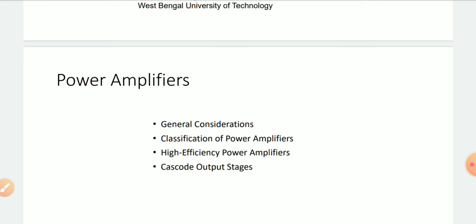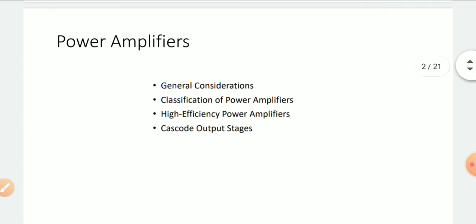For any kind of amplifier, the explanation will go on with this outline. This is the general consideration, classification of power amplifier, high efficiency for the power amplifier, cascaded output stage. So we are just going through that way.